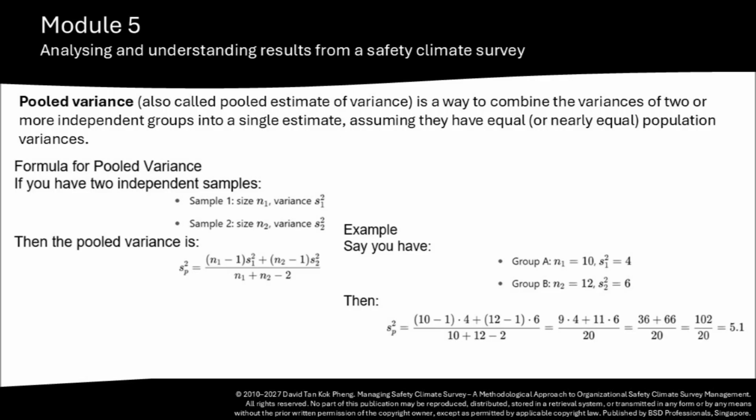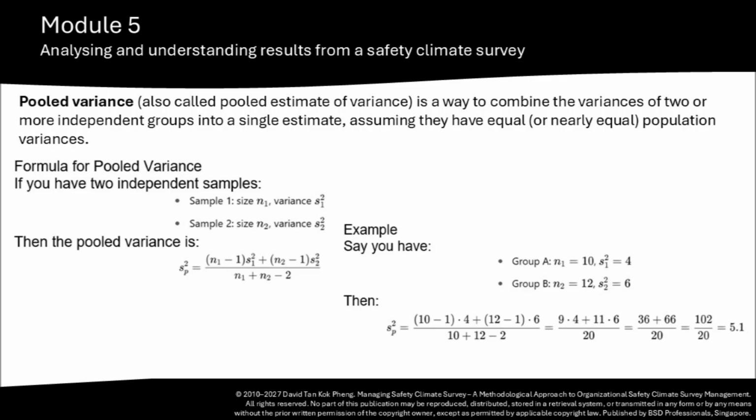For two independent samples, the pooled variance is calculated using the formula S_p squared equals ((n_1 minus 1) S_1 squared plus (n_2 minus 1) S_2 squared) divided by (n_1 plus n_2 minus 2), where n_1 and n_2 are the sample sizes, and S_1 squared and S_2 squared are the sample variances.